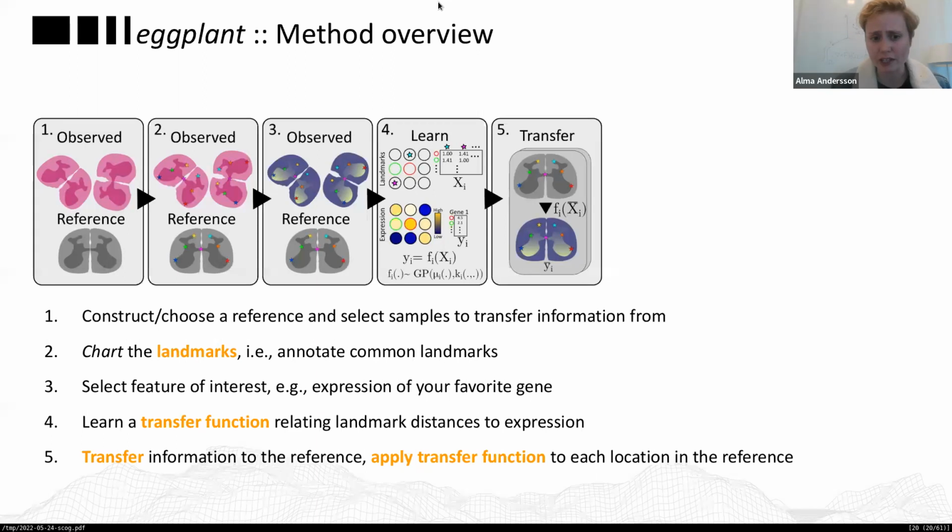We then select a feature of interest, for example, the expression of a favorite gene that we want to transfer from the observed data to the reference. We then learn a transfer function relating landmark distances to the gene expression. And finally, we transfer the information to the reference by applying this learned transfer function to each location within the reference.